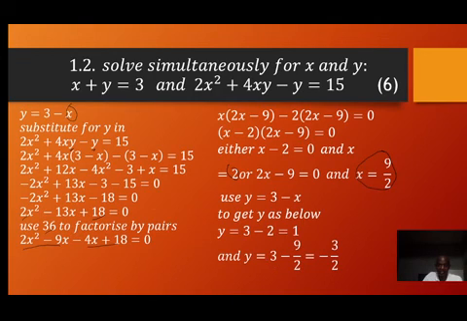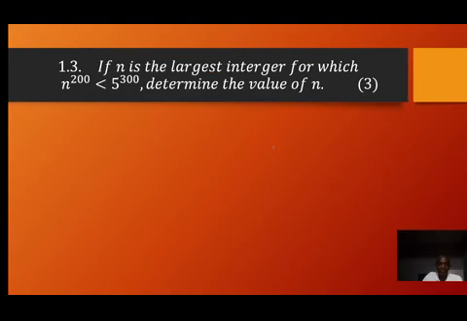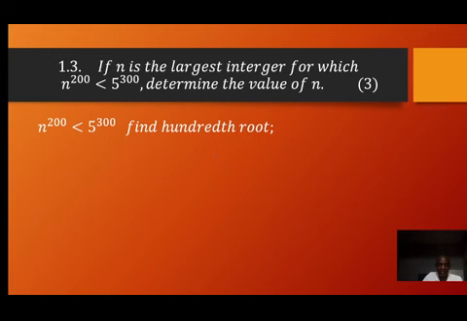So these numbers carry a lot of marks, and learners usually make careless mistakes here, so you have to be careful. Then if we proceed to the other part of the question, that is 1.3, they say that if n is the largest integer for which n to the power 200 is less than 5 to the power 300, determine the value of n. So what I do here, because of the 200 and the 300, I find the 100th root on both sides of the inequality.